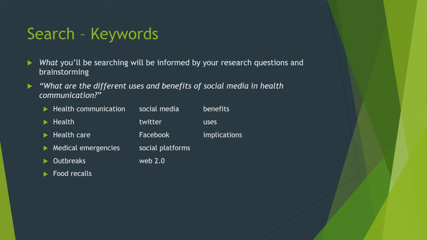So the concept here is to come up with as many phrases or key terms that you think would help with illuminating information on your topic, and then mixing and matching. So I'm not saying always search health communications and social media and benefits, or always health and Twitter and uses. Mix them up. Health communication and Facebook and implications. Health communication and social media and implications. Medical emergencies and Twitter and benefits. Something like that, so on and so forth.